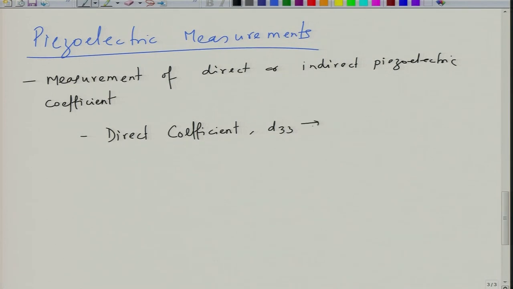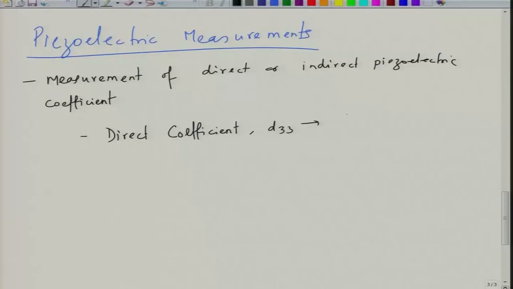So the direct piezoelectric coefficient is when you apply stress and measure the polarization. So basically, you are measuring Coulomb per Newton of force. Polarization is the response and force is the applied force. This is what is the direct piezoelectric coefficient.